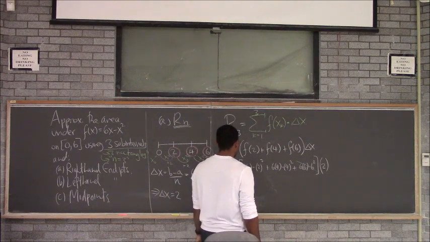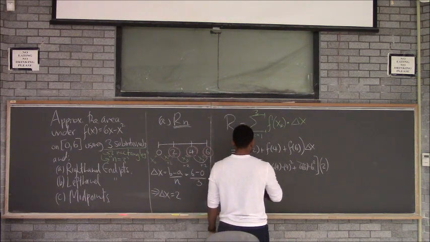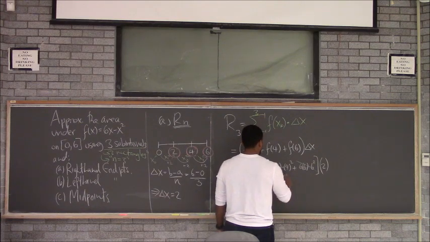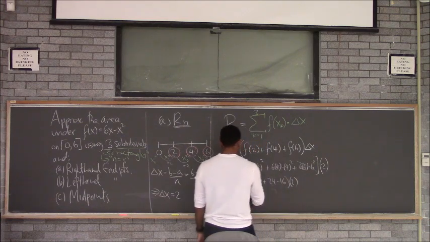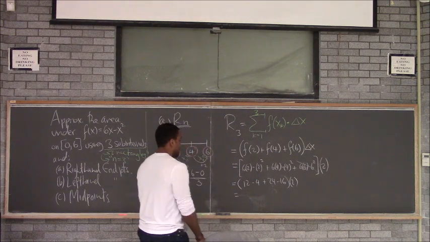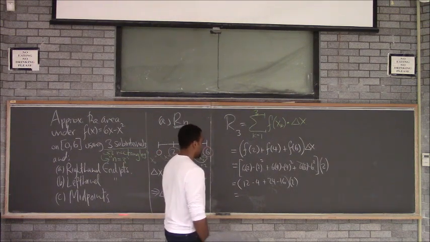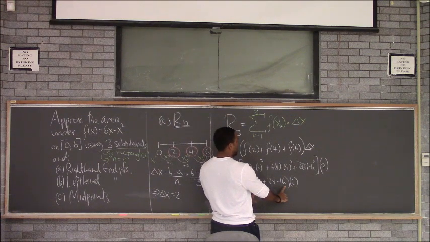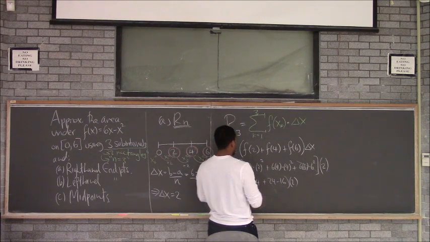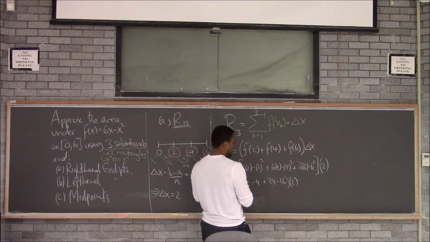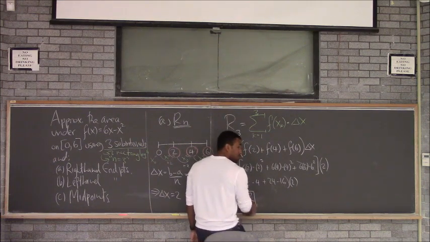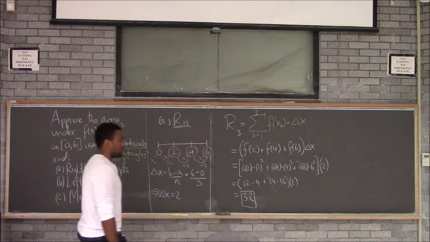And this is going to be 12 minus 4 plus 24 minus 16 times 2. And what's that? So this here, that's minus 20. That gives us a plus 4 plus the 12. That's 16 times 2, 32, right? That's our approximation for the area.